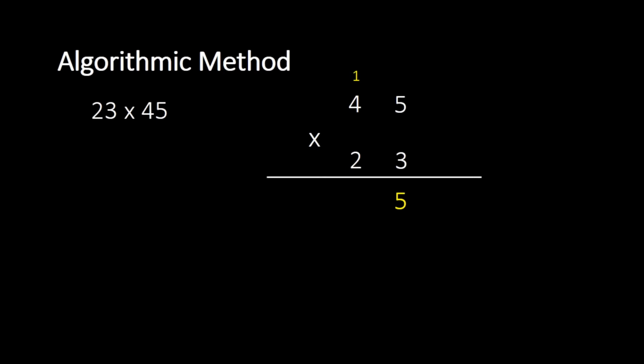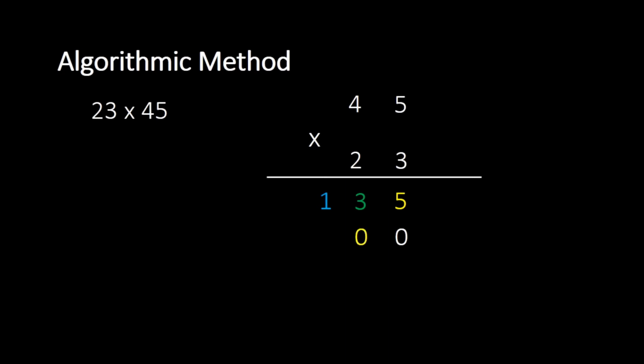Then next, we'll have to multiply 3 times 4 to get 12. But since we have 1 carried over, we'll get 13. Okay, so that's 1 and 3. So our first row would be 135. For our next row, we'll need a placeholder. So we'll put a 0 there.